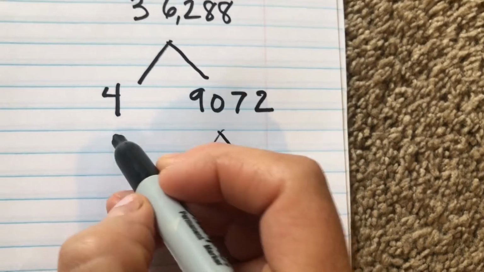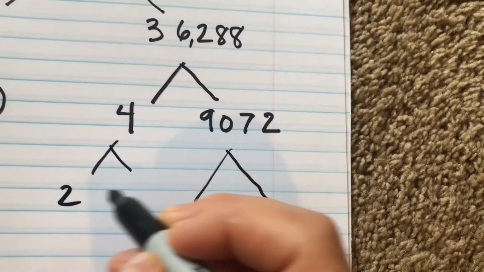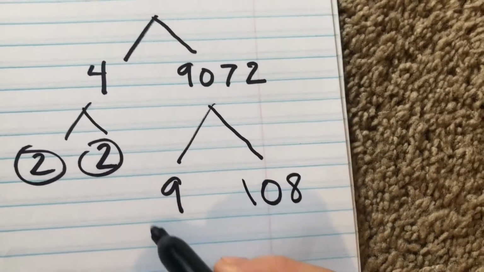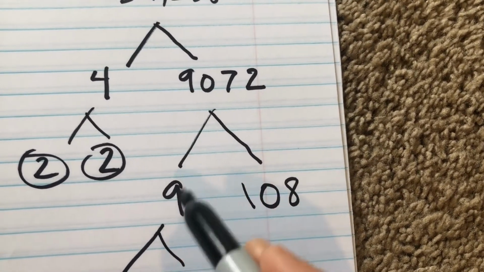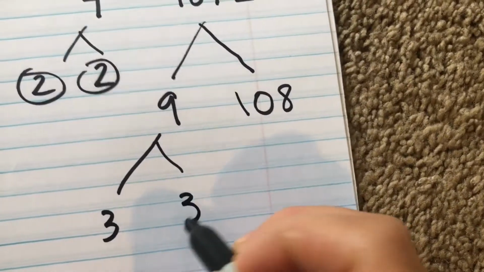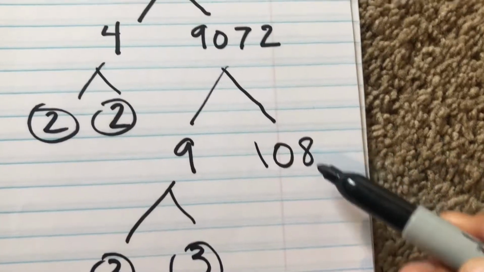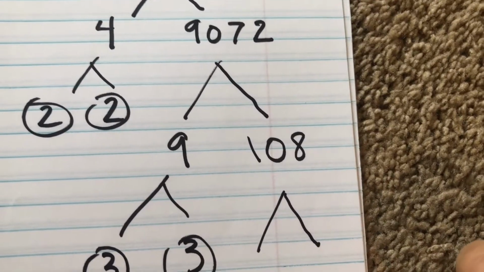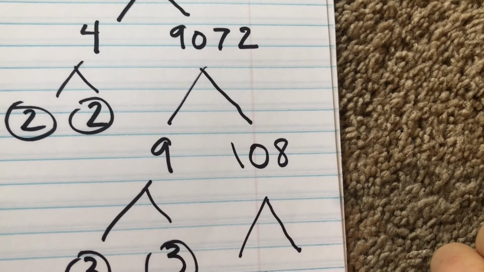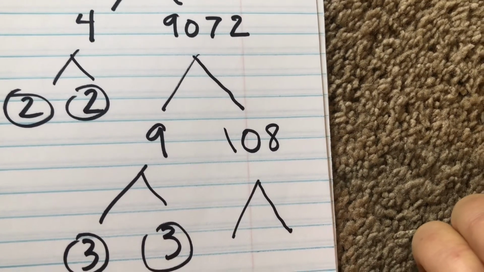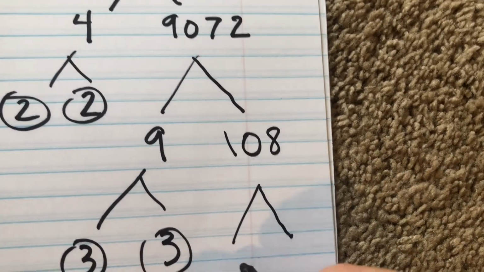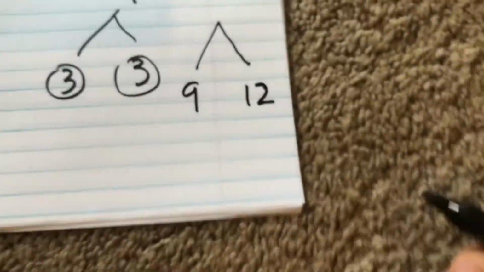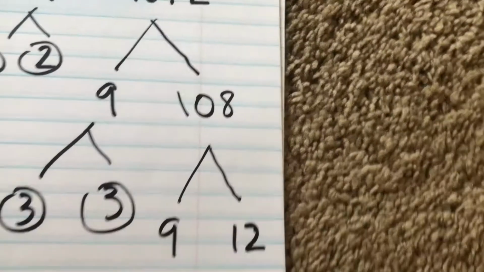So over here I have my 4. I end up with a 2 and a 2, and those are my prime factors. So I'm going to circle them, and I know that ends there. I have my 9 here. I'm going to end up with a 3 and a 3, and that's where that ends. And on my 108, I know from my multiplication facts that 9 times 12 is 108, right? And that's just a matter of knowing your multiplication table.